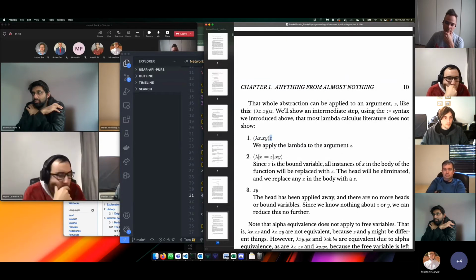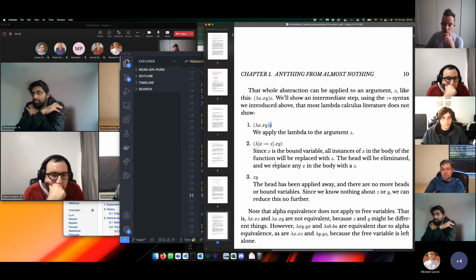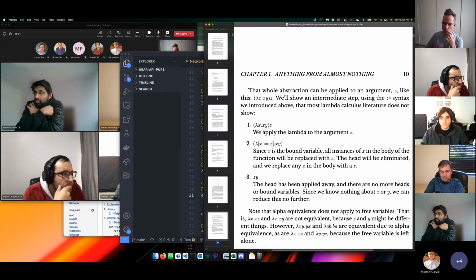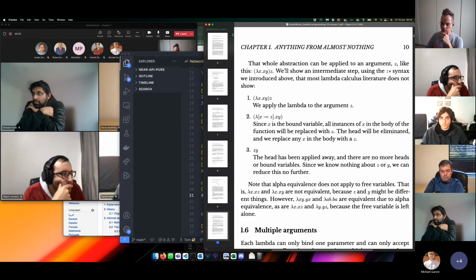Okay, so you could do that with z. I think we've just done that with 4, so that's good. Oh, look, here they squash this notation inside before the lambda. Maybe that's a nicer way to do it, actually. Since x is the bound variable, all instances of x in the body of the function will be replaced with z. The head will be eliminated and we replace any x in the body with z. Maybe that's a nicer way to do it, other than being on the same line, on separate lines.